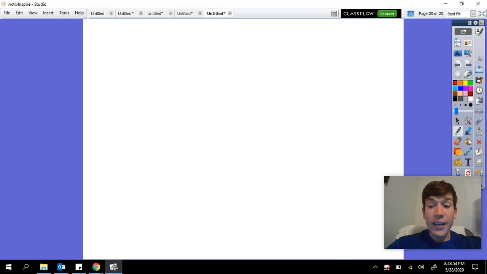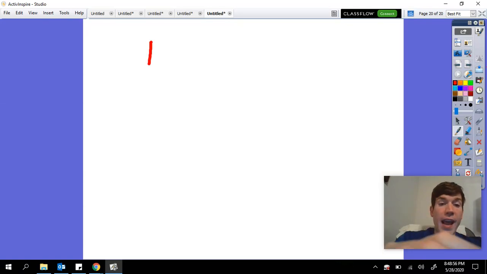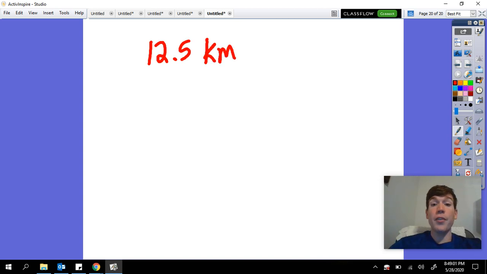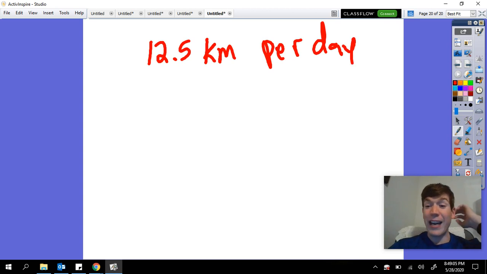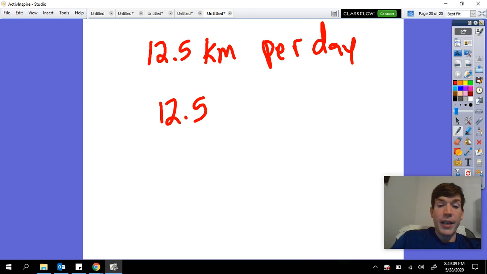So again, if I'm writing 12 and a half kilometers, KM is the abbreviation for kilometers, per day, and we're doing this for an entire week, first thing we're going to do is figure out how many kilometers I'm biking in a week. So I'm going to multiply 12 and a half, or 12 and 5 tenths, by 7.